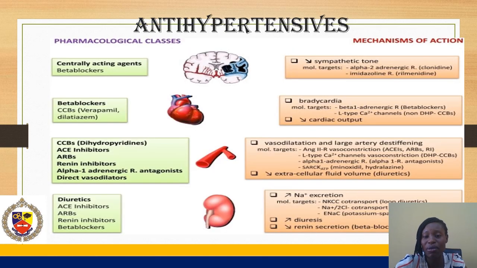We also have antihypertensives. They are generally used to reduce hypertension, to make sure we maintain the blood pressure in the patient. We have a lot: beta blockers, ACE inhibitors, renin inhibitors, diuretics. But you have to take these drugs with caution. You don't administer drugs to your patients without asking them some salient questions.